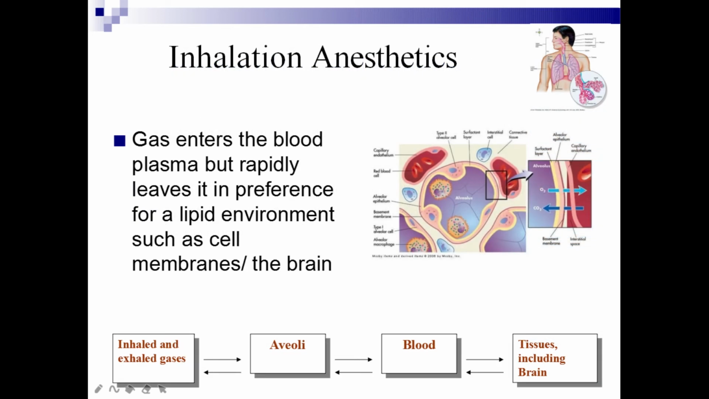Inhalation anesthetics. Gas enters the blood plasma, but rapidly leaves it in preference for a lipid environment, such as cell membranes or the brain. The partial pressure of an anesthesia gas at the origin of the respiratory pathway is the driving force moving the anesthetic into the alveolar space and, thence, into the blood, which delivers the drug to the brain and other body compartments.